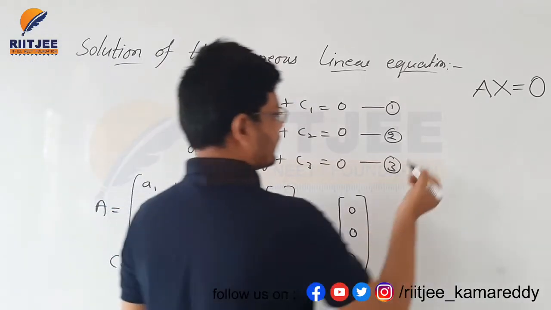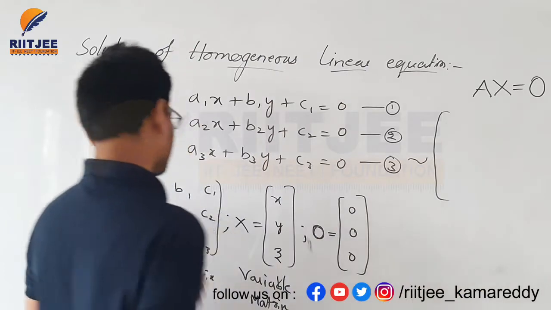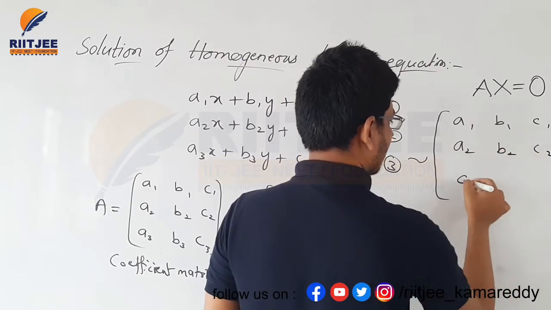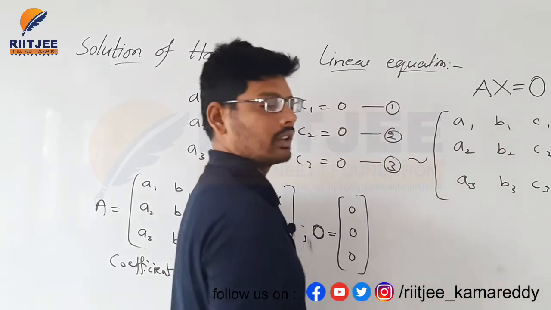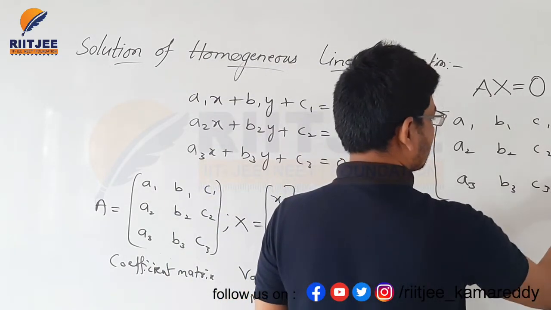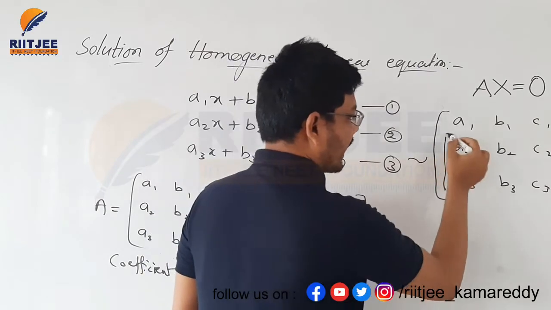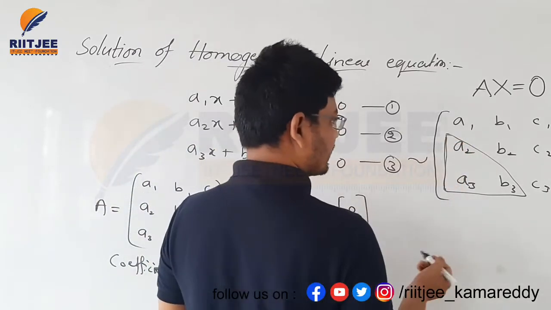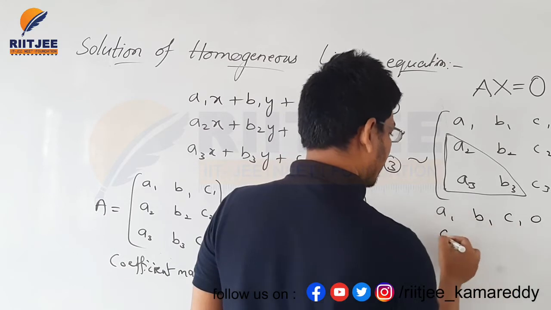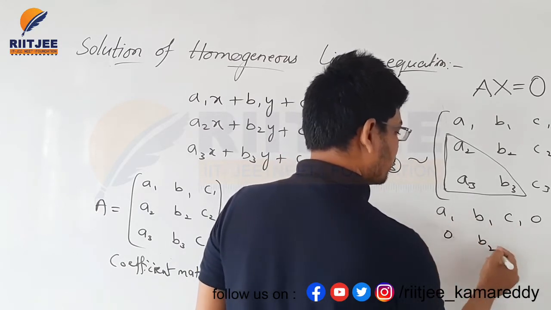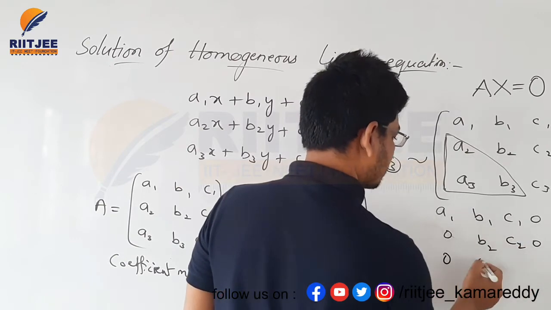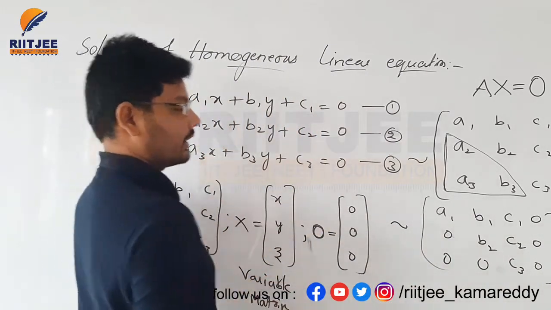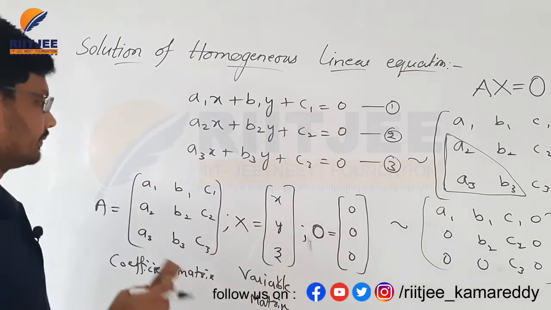If you frame an augmented matrix like this, with the coefficients a1, b1, c1, a2, b2, c2, a3, b3, c3 and 0, 0, 0, and convert the lower triangular elements to 0, then this is the solution of this augmented matrix. Two cases are there here. The case 1.